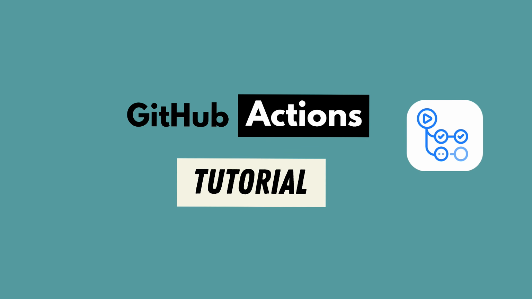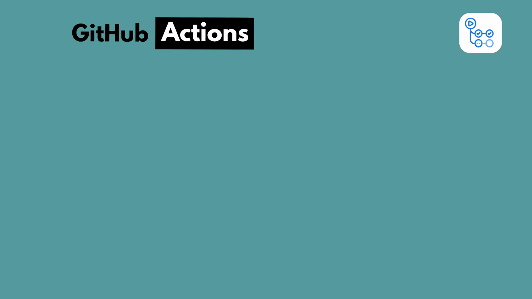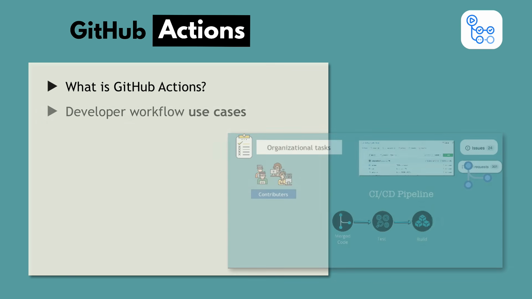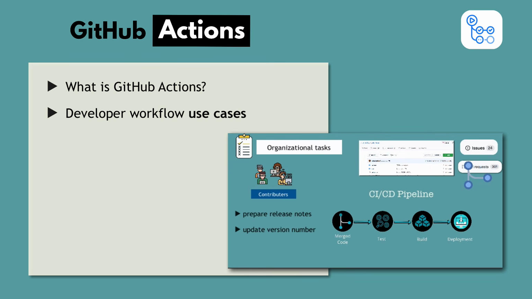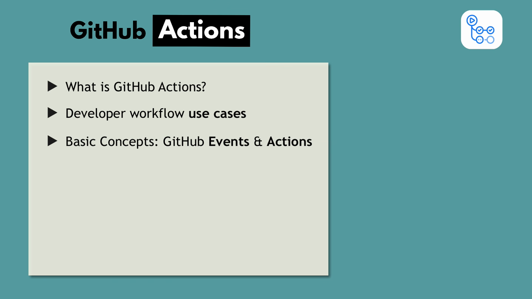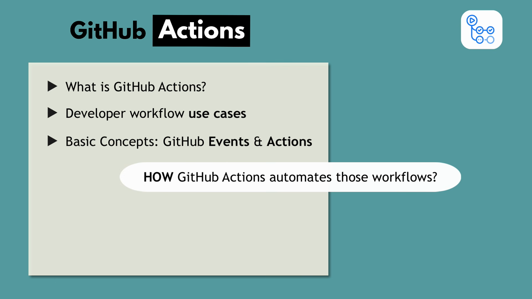In this GitHub Actions tutorial, we will go through the following topics. First, I'm going to explain what GitHub Actions actually is, and we're going to look at specific developer workflow use cases that you can automate with GitHub Actions. After that, I will explain the basic concepts of GitHub Actions, including the events and actions and workflow, and how GitHub Actions actually automates these workflows using these components.